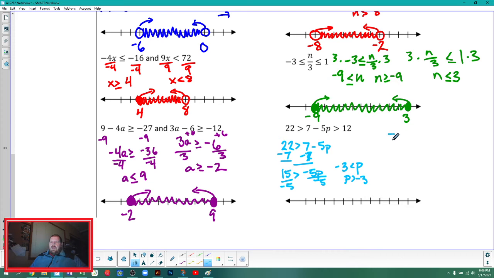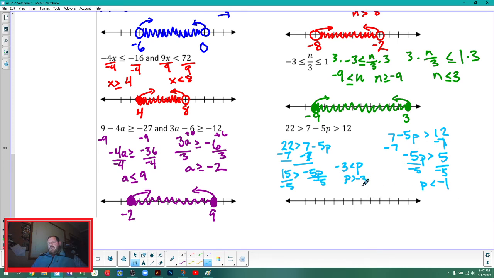On the other hand, I have 7 minus 5p is greater than 12. So we'll subtract 7, same process as before. Negative 5p is going to be greater than 5. Sorry, my hand's cramping up a little. I do have to divide by a negative 5, so I'm going to flip my inequality. And I'll have p is less than negative 1.